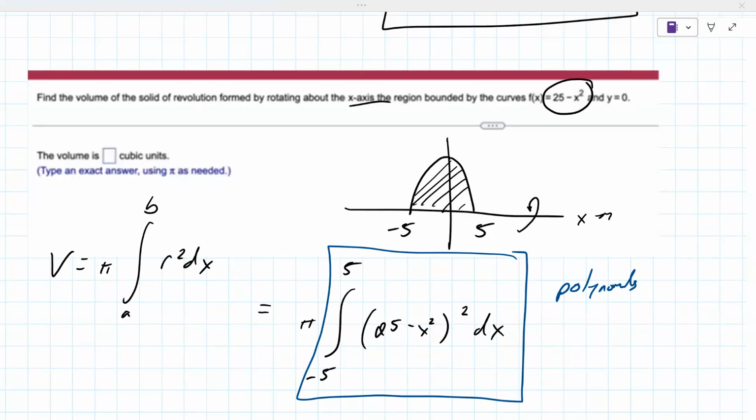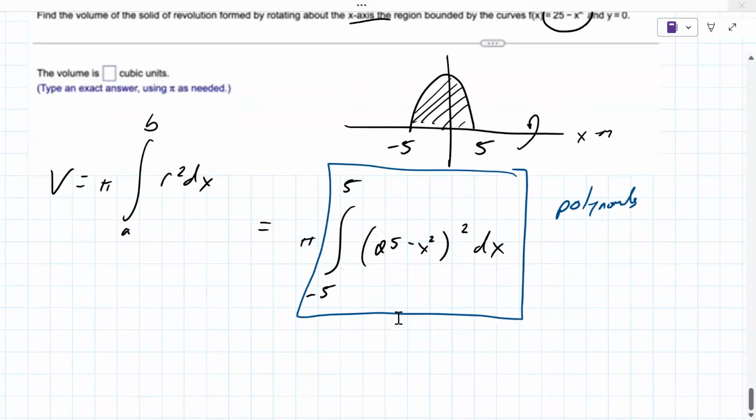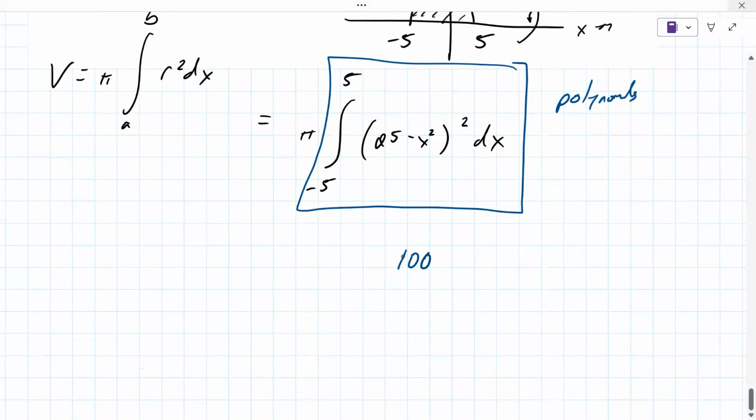All right, so I'm checking to see that the calculator will actually do this. And sometimes the answers don't mean much. This one ends up being 10,000 over 3 times pi.